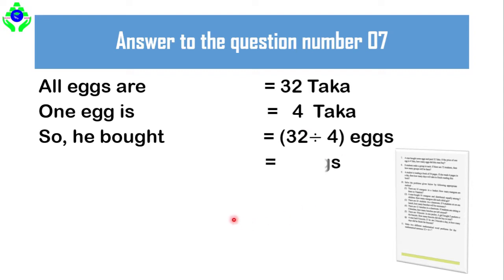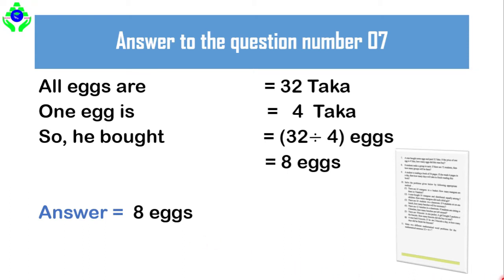After that you can find the answer, that is 8 eggs. It's very simple. We know that 4 into 8 is equal to 32. Similarly, 32 divided by 4 is equal to 8. That means if we divide 32 into 4 parts, the answer will be 8 eggs. Whenever we solve such types of questions, we need to write an answer at the bottom of the question. So the answer will be 8 eggs.